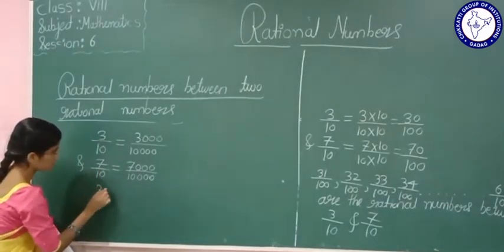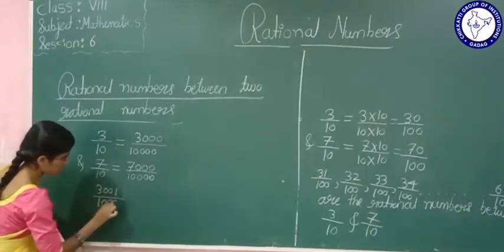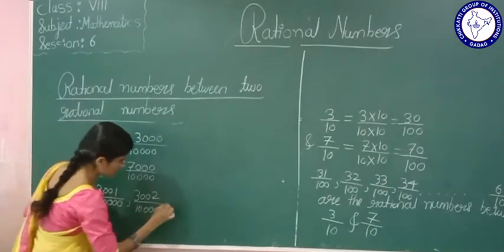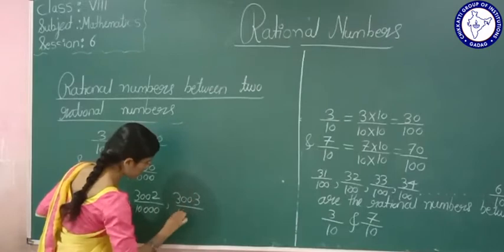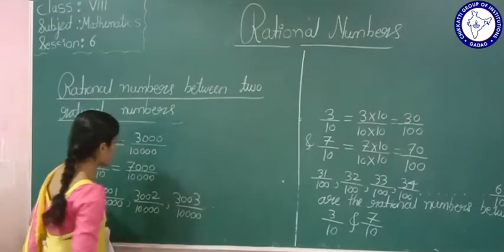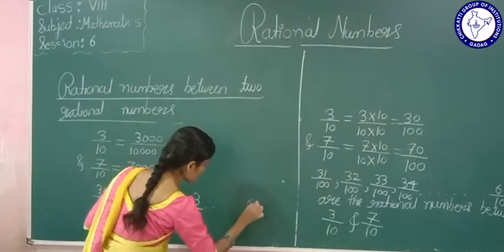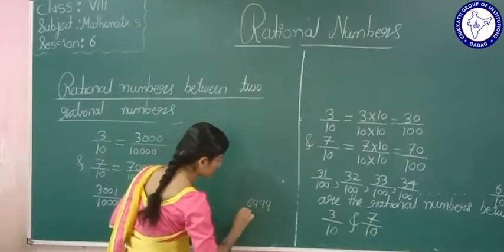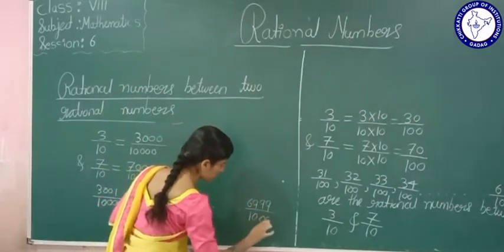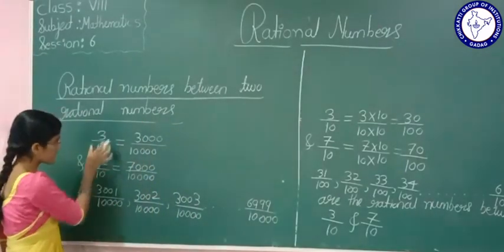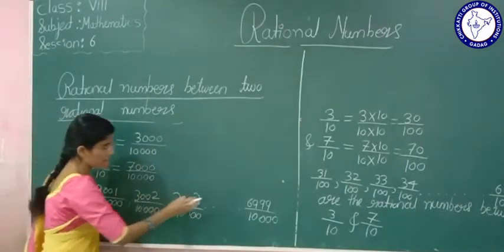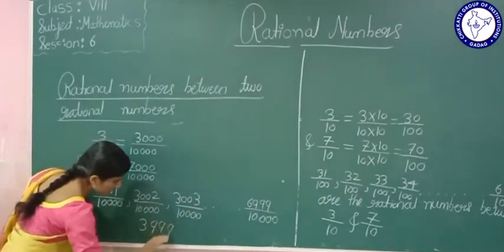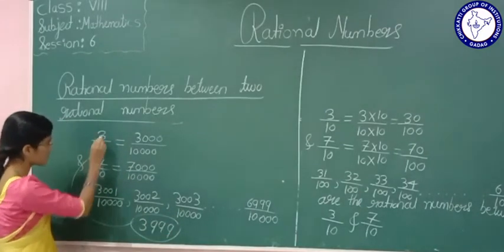See here, 3,001 divided by 10,000, 3,002 divided by 10,000, 3,003 divided by 10,000, like this up to 6,999 divided by 10,000. See, between these two rational numbers we have infinite number of solutions. That is, we have here 3,999 rational numbers between these two rational numbers.